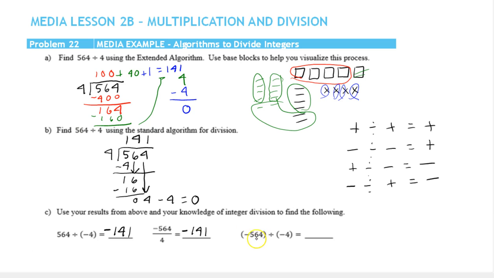And finally, negative 564 divided by negative 4. We divide the absolute value of these numbers and get 141. And then we'd say, well, it's a negative divided by a negative. Well, negative divided by negative is positive, so 141 is our final answer.